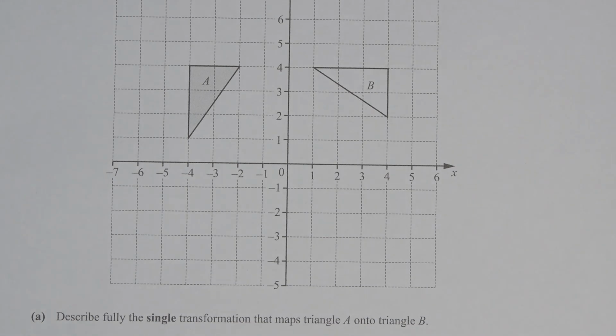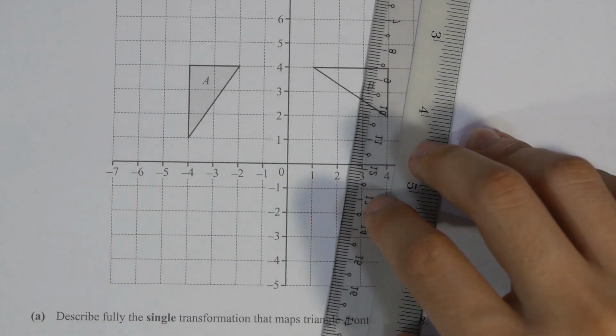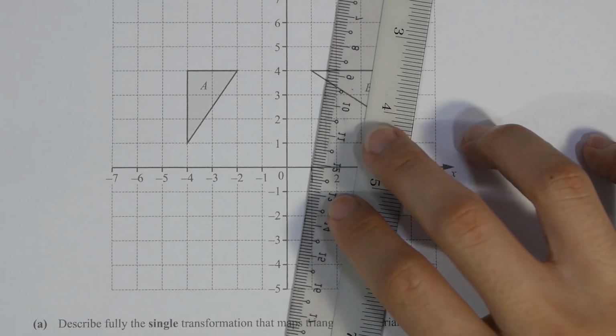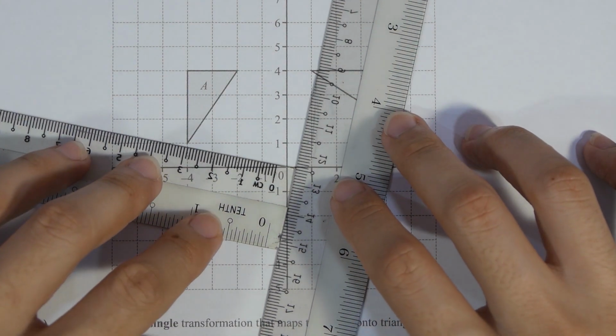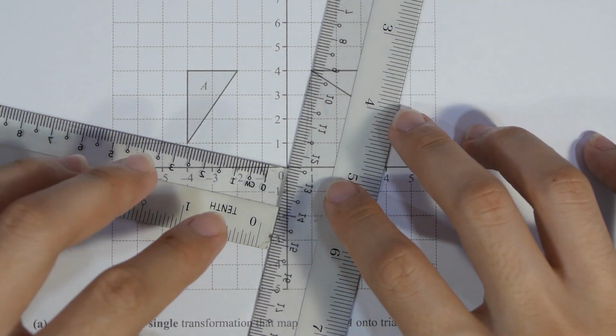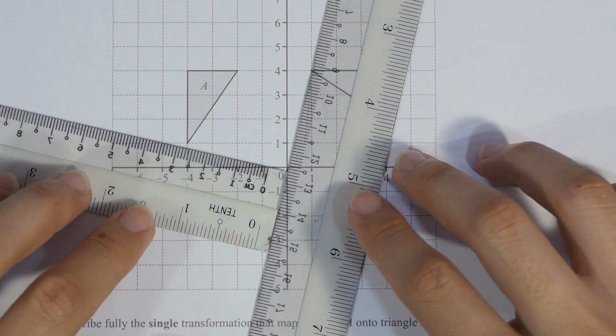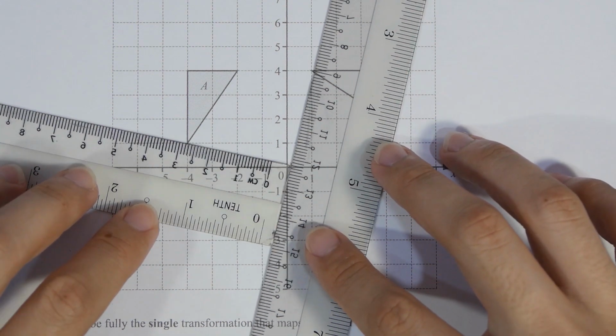So for question 3, describe fully triangle A to triangle B. So this is actually a rotation 90 degrees clockwise from the point of origin 0, 0.